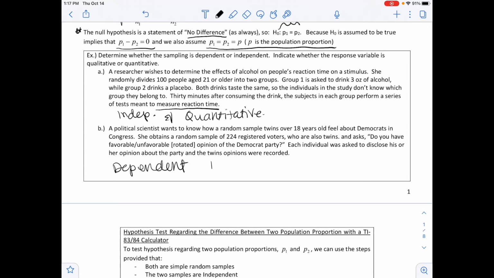And the second question says indicate whether the response variable is qualitative or quantitative. And since they're asked about their opinion, it's not really something I can measure. And so this would be an example of qualitative data.